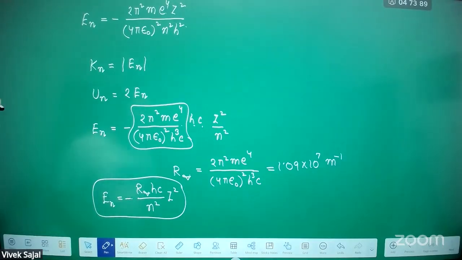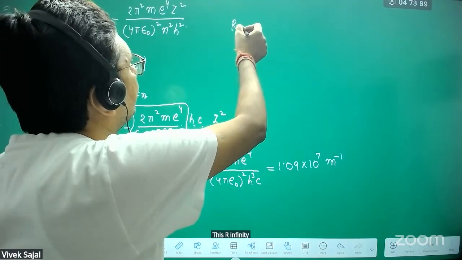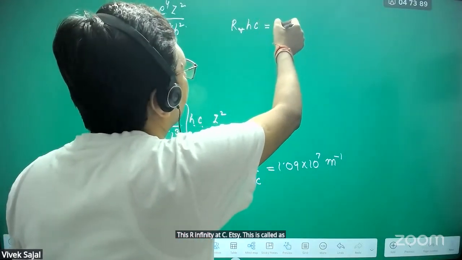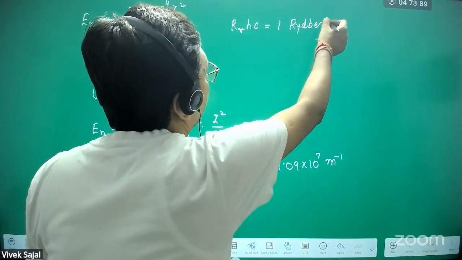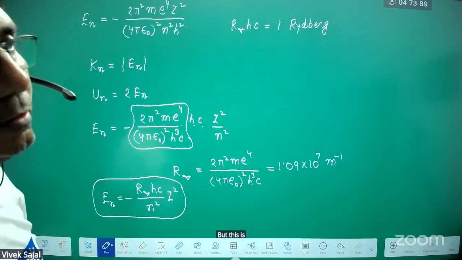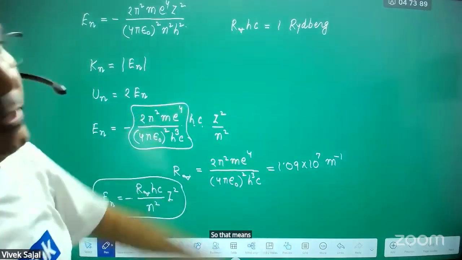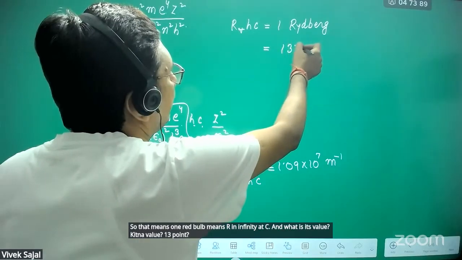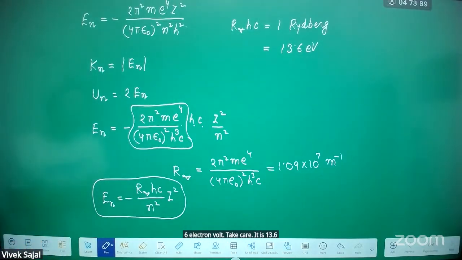Okay, this is called the Rydberg constant, R infinity. This R infinity hc is called 1 Rydberg. This is not the Rydberg constant; the Rydberg constant is R infinity. But sometimes 1 Rydberg or 2 Rydberg is used. So 1 Rydberg means R infinity hc. And what is its value? कितना value होता है? 13.6 electron volt. ठीक है? It is 13.6 electron volt. This is called 1 Rydberg.